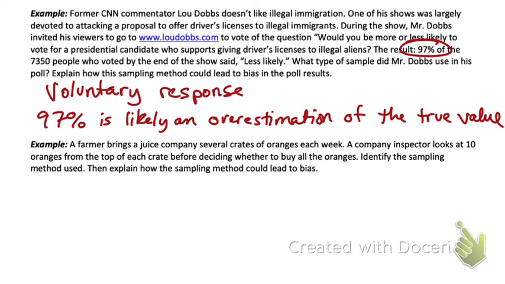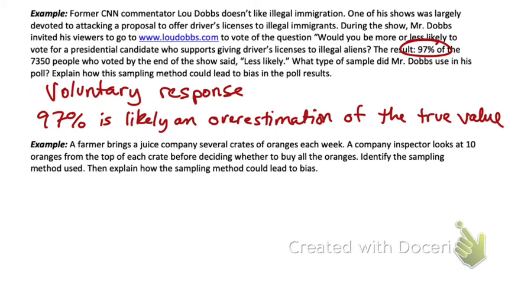All right, let's talk about something even more controversial. Orange juice. A farmer brings a juice company several crates of oranges each week. A company inspector looks at 10 oranges from the top of each crate before deciding whether to buy oranges. Identify the sampling method used.